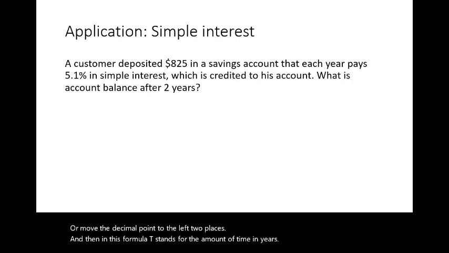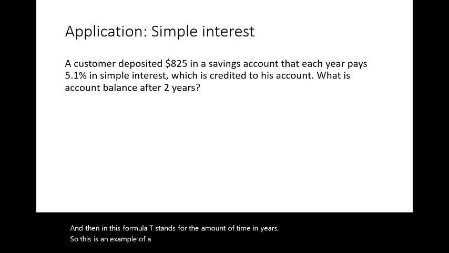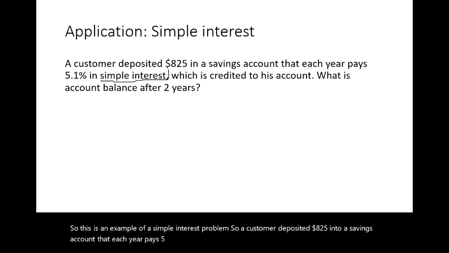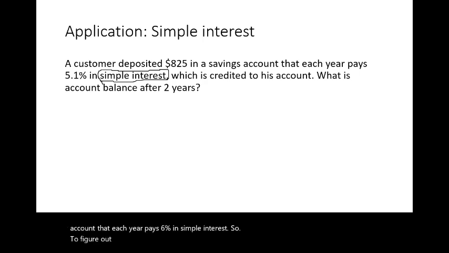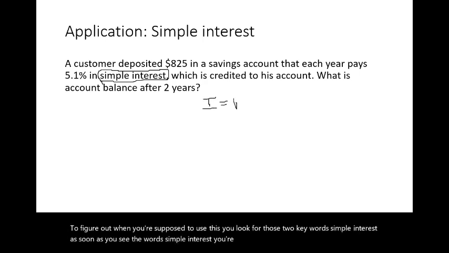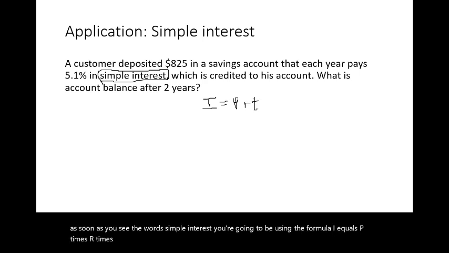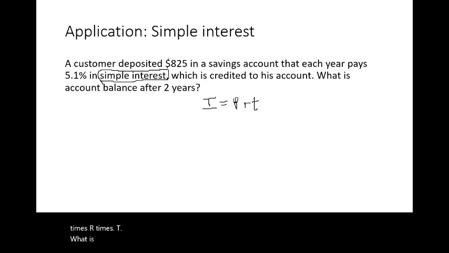So this is an example of a simple interest problem. A customer deposited $825 into a savings account that each year pays 5.1% in simple interest. So to figure out when you're supposed to use this, you look for those 2 keywords, simple interest. As soon as you see the words simple interest, you're going to be using the formula I equals P times R times T. What is the account balance after 2 years?